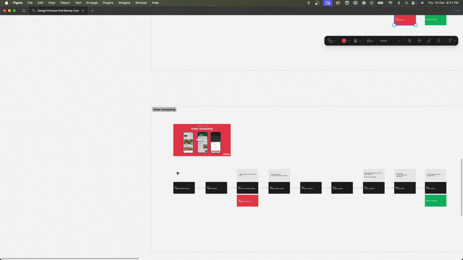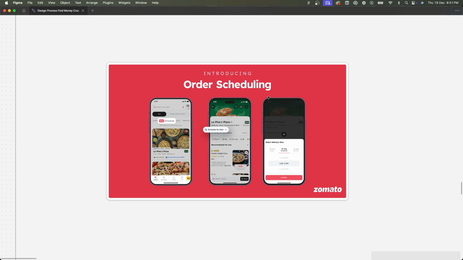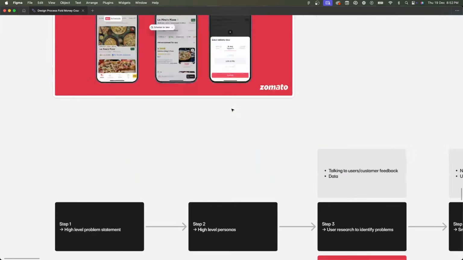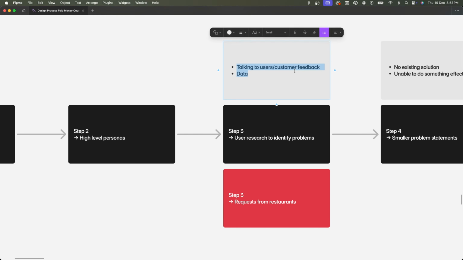All right, next, moving on is order scheduling. This again, pretty simple. Now, my best guess is that this probably came as feedback from restaurants because restaurants were doing late deliveries. They suddenly got a massive inflow of a very big order and they could not deliver on time and customers had problems, right? So this probably came from restaurants is my guess. And this is again doing user research to identify problems. In this case, the restaurant themselves gave the feedback. So this is pretty much where it would have started.